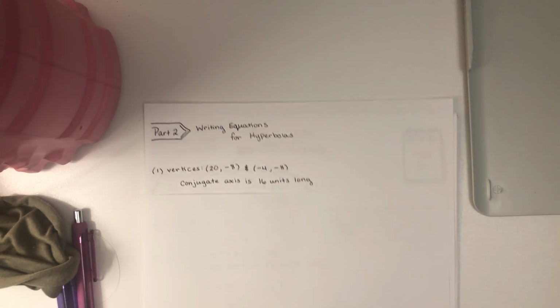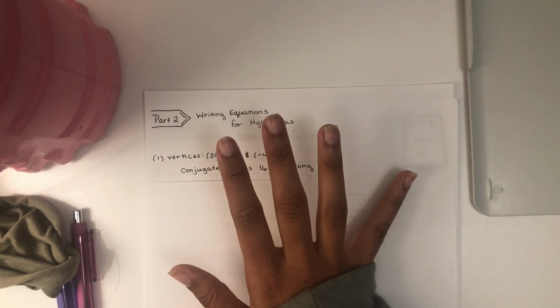All right, so now we're going to start talking about writing equations. So, just going to move this up. So this is assuming this is the information you're given. You're given the information about vertices, right?